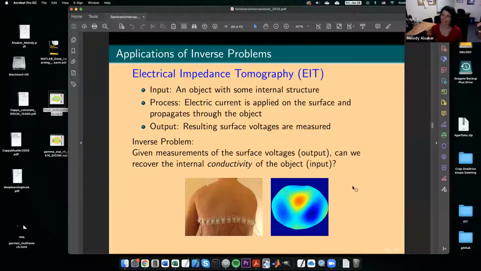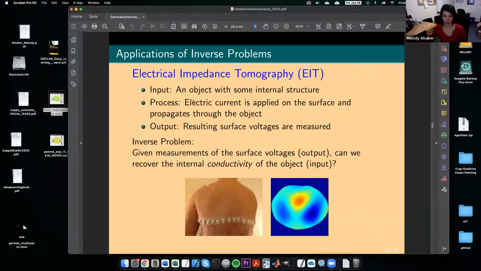Now, finally, moving on to electrical impedance tomography, which is what I work on. Again, the input is an object with some kind of internal structure. The process is we put an array of electrodes all the way around the boundary. Tomography just means slice imaging, so again, we're recovering a slice of the domain. So we put the electrodes in hopefully something close to a plane all the way around the patient's body.